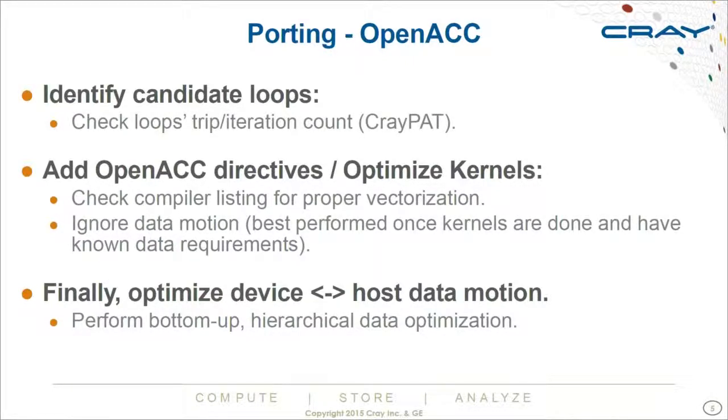I think what I like to say is that you really want to have known data requirements before you spend a whole lot of time worrying about data motion optimization. So that's why I say what you really should do is optimize the device host data motion last, and I recommend a bottom-up hierarchical process for that, which I'll talk a little bit more about in detail when I show the call trees associated with each of the 3 case studies.